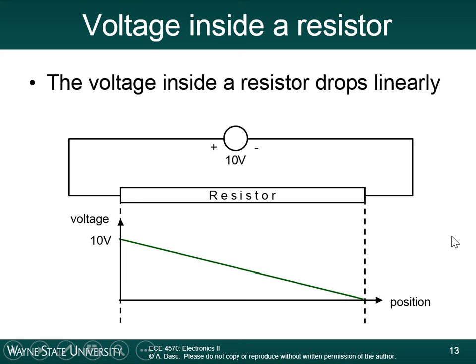If you put 10 volts across a resistor like this, you'd have 10 volts on one side, 0 volts on the other side. But if you could measure, say, halfway in the middle of the resistor, you'd find that the voltage there was 5 volts, right in the middle between the two. So the voltage inside a resistor drops linearly with position. That's the first important concept.